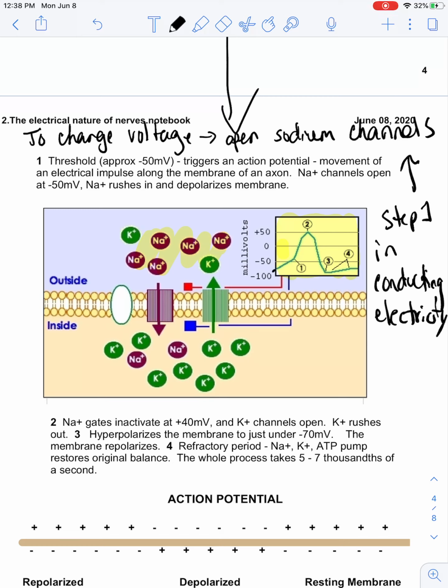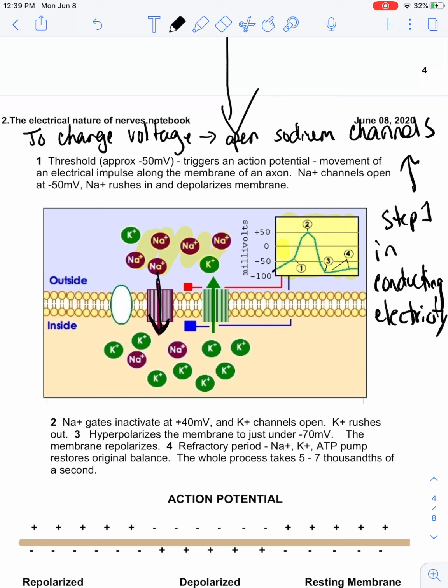So step one, all your senses, all your sensory neurons, whether internal or external, when they are triggered, they open sodium channels. The trigger might be different, but the trigger will always open sodium channels. So when sodium channels open, step one, open sodium channels. What happens is, as soon as some sodium channels open, this sodium starts flowing in.